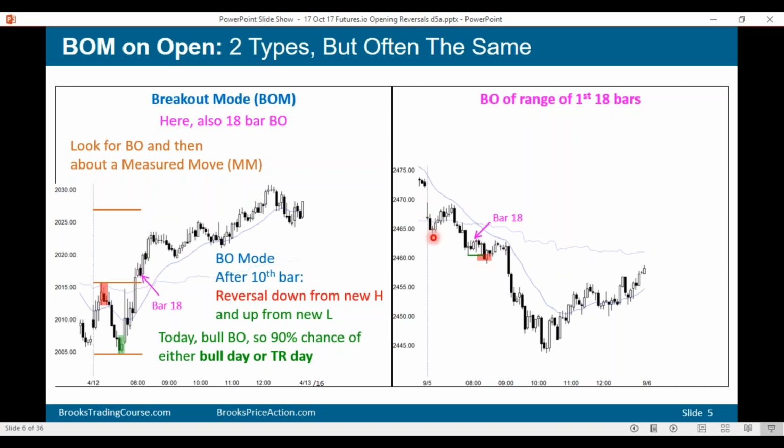We went below the low of the first bar, reversed up, we rallied and reversed down, but this high did not go above the high of the day. So this is not a classic breakout mode pattern. However, every day has 18 bars, and you look for a breakout below the 18 bar range or a breakout above the range. And once you get that breakout below the range, there's a 90% chance this will remain the high of the day.